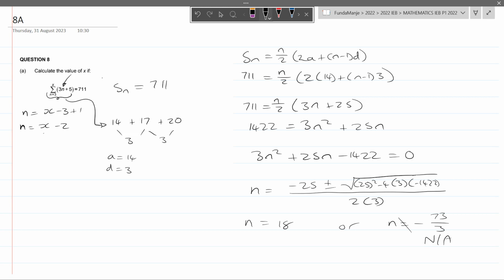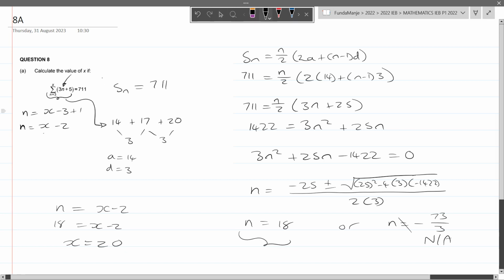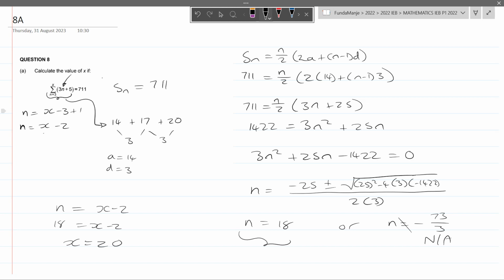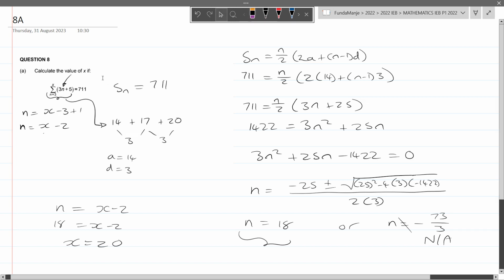But we're still not done, because what we're looking for is x. So we go back to our formula and we say n is equal to x minus 2, substituting n as 18, is equal to x minus 2. Take 2 to the other side, we get x will be equal to 20. So x is equal to 20. What this n is basically telling us is that there are 18 numbers in between 3 and 20. There are 18 numbers that we're adding up to get 711, and that's how you would do this problem.